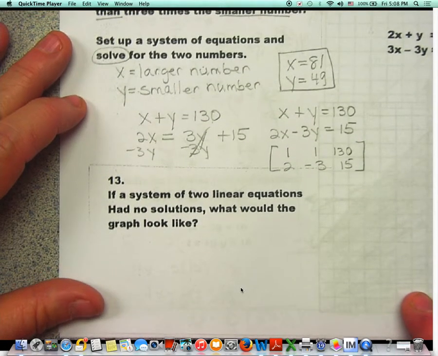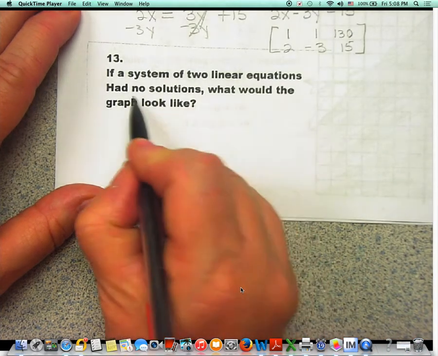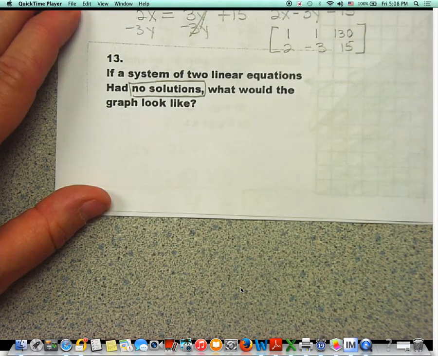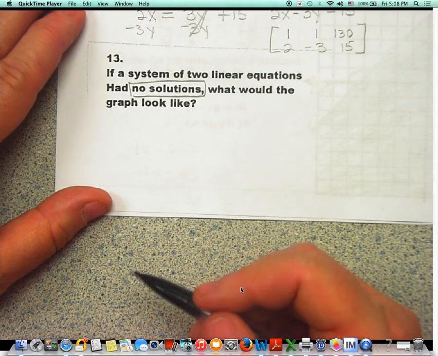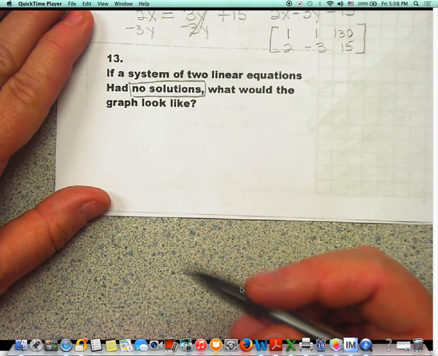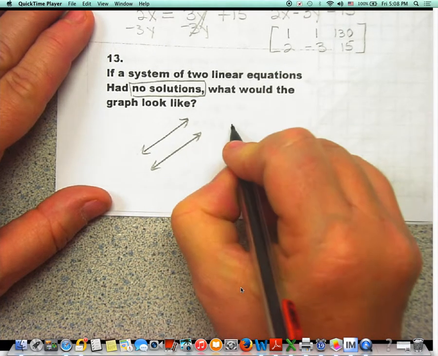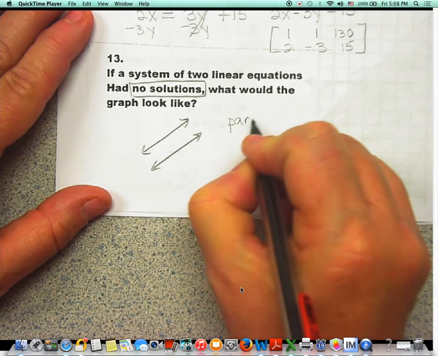Okay, 13. If a system of two linear equations had no solutions, what would the graph look like? So no solutions means the graph of the equations would never intersect. So there would be two parallel lines. So that would be parallel lines.